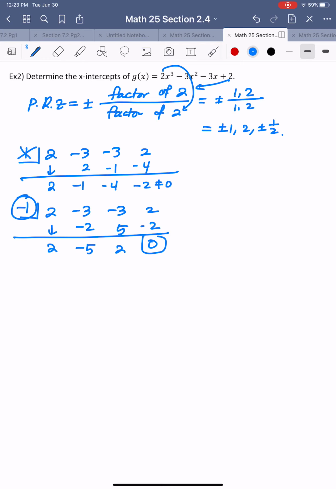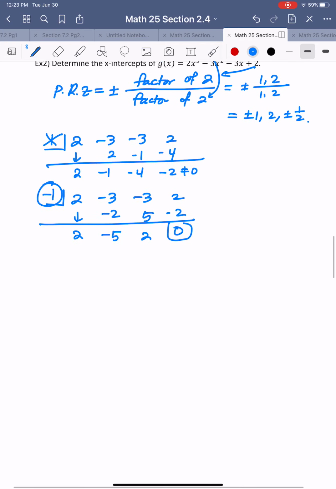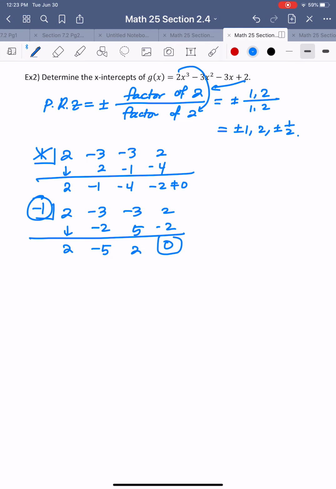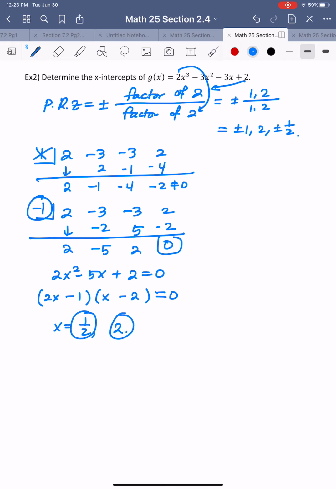So negative 1 is a zero, which means you can just put 2x squared minus 5x plus 2 equal to 0, which is factorable, isn't it? So 2x and x, and then 2 and 1 with a negative. Equal to 0, right? So the other zeros will be 1/2 and 2, okay? So those are the x-intercepts, which means negative 1, 0, one half, 0, and 2, 0. So those are the x-intercepts.